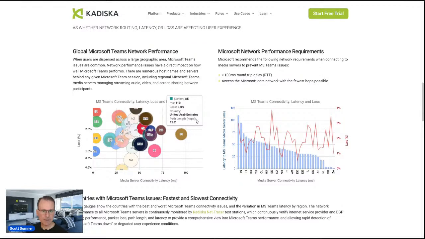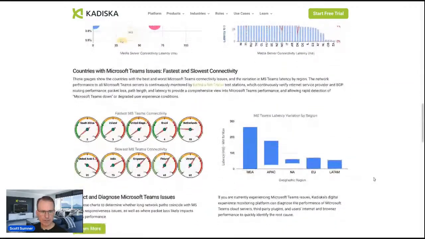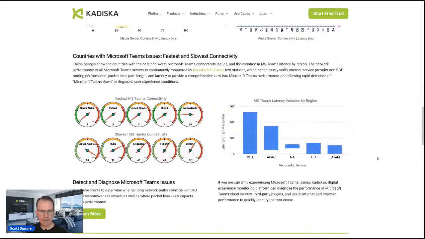So you can look at the UAE here, one of the worst performing right now in terms of accessing Teams media platforms. You can also see this as a graph over time and by country, so you can sort of see what's happening here at different countries, where you rank, and whether loss and latency are occurring at the same time.